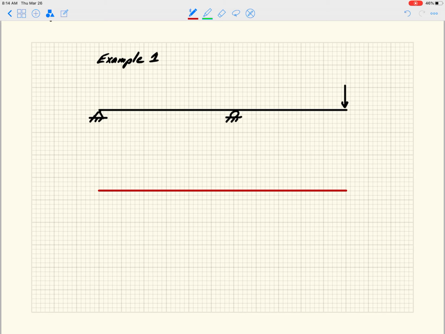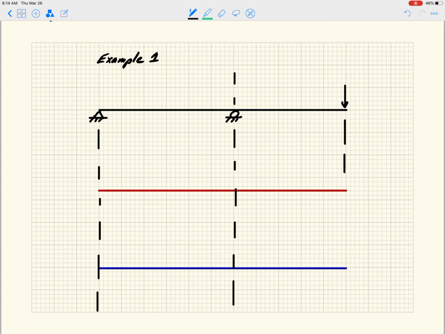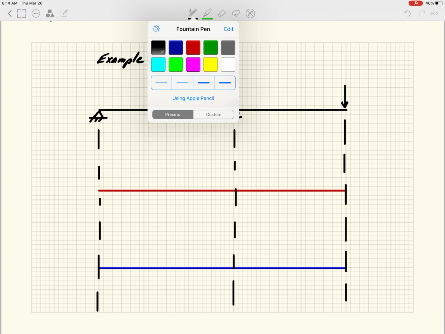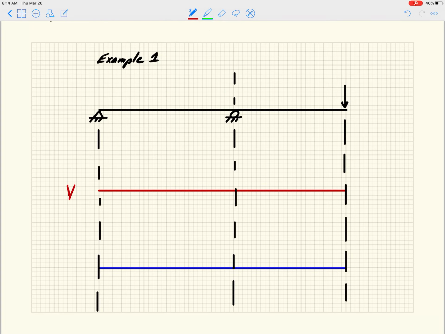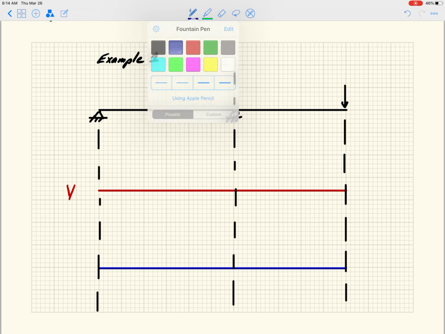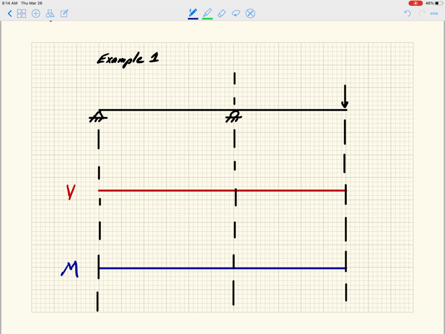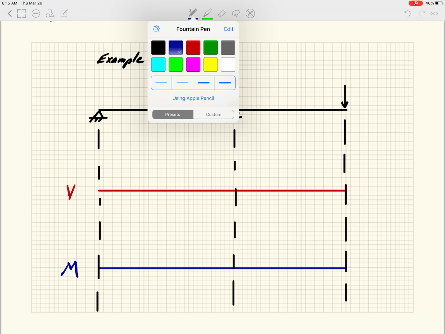First is that I'm not going to give you any numbers, right? I'm not going to dimension anything. And the reason we're not going to do that is because it doesn't matter, right? We're not actually solving for moment and shear values. All we're doing is trying to draw the shape of the moment and the shear diagrams, right? So let me just set this up. So this is my shear diagram. And this is my moment diagram in blue.